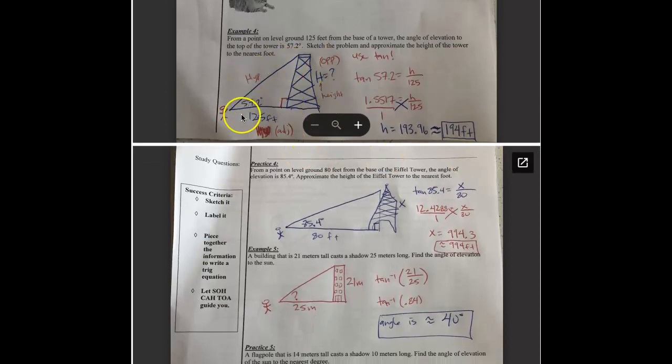So here's my sketch. It says there's some point on the ground 125 feet from the tower. That's this. Obviously, this is the tower. It says the angle of elevation up to the tower is 57.2 degrees. So again, that's a sketch of the scenario. And on that note, how tall is the tower?